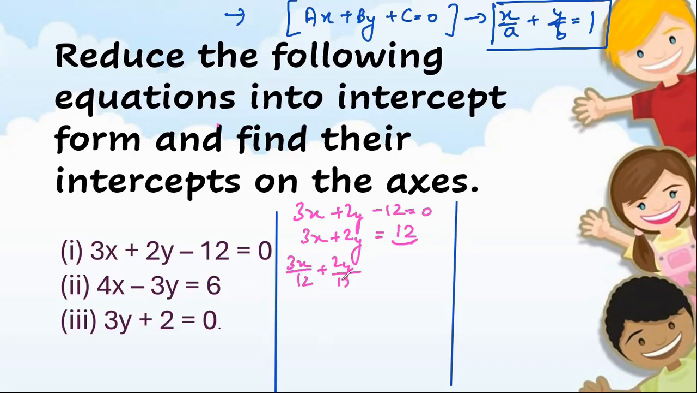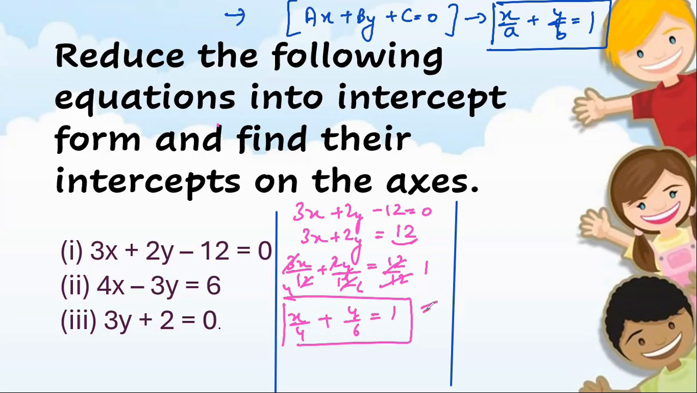We have two terms on the left-hand side, so we divide them by 12. The right side gives you 1. This 3 times 4, 2 times 6, so it will become x/4 + y/6, plus y/6, y/6 equals 1. Now this is the intercept form we have already discussed.